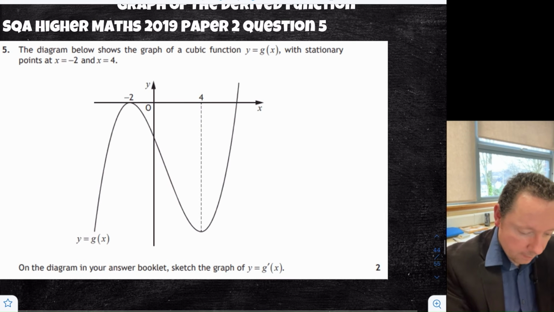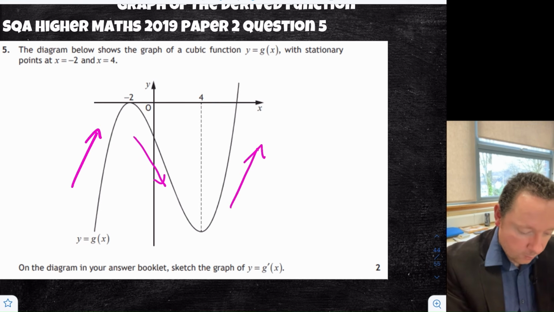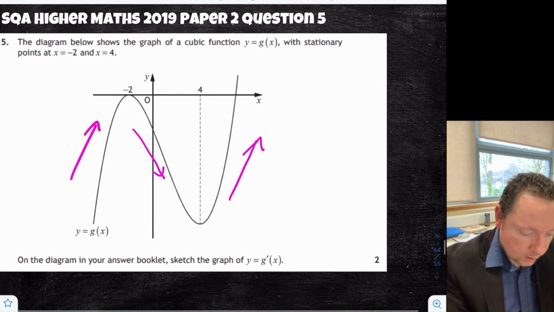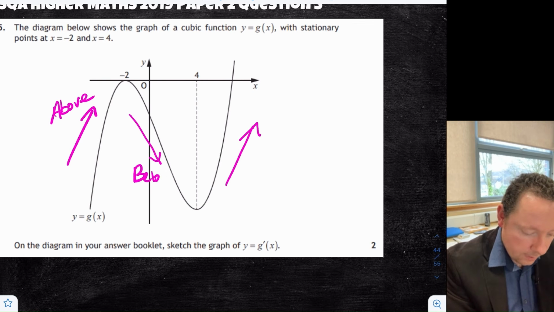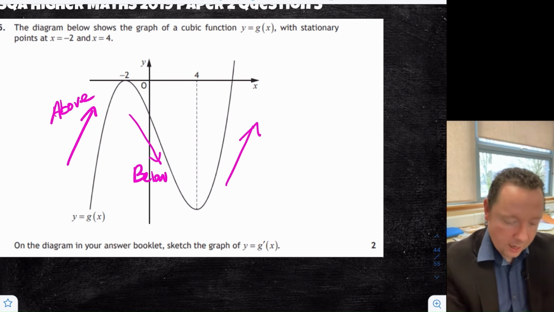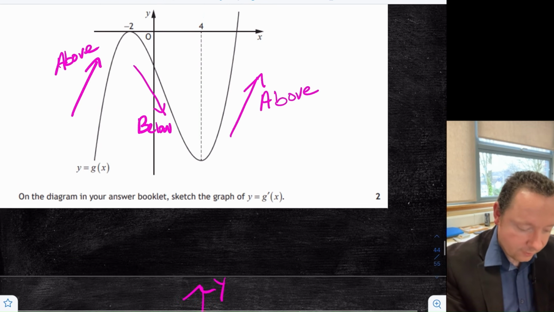So that means that if we examine before -2, it's going up the way, it's then dropping down the way, and the derivative will be going back up the way. So it's above the x-axis before -2, it's below in between the roots, and it's above again after 4. So that's how I like to think of this.